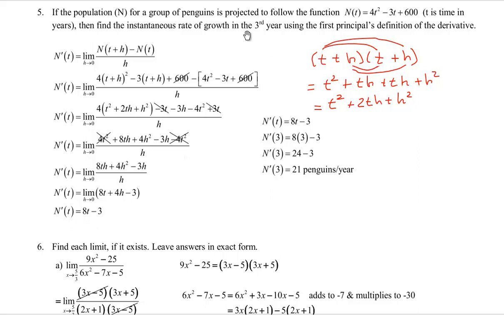Now we're asked to find the instantaneous rate of growth in the third year. So we take our derivative formula here and substitute 3 in place of time. So 8 times 3 minus 3, that's 24 minus 3, would be 21. And it's still a rate of change. Okay, same as the last question. So the population is changing at a rate of 21 penguins per year. It's still growing.